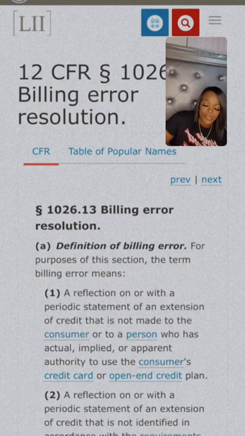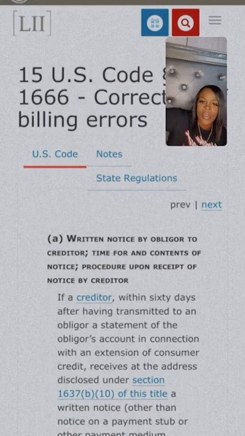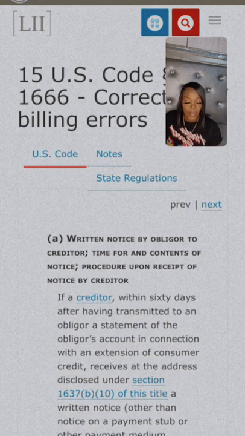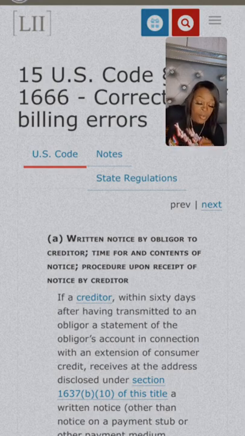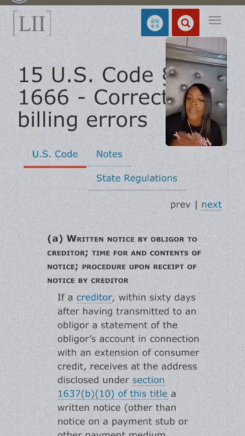So I was supposed to pull it up for you. Did I mute y'all? I think I muted y'all. I think I pulled it up. Okay, so under 15 USC 1666E, a creditor may be subject to forfeiture penalty under 15 USC 1666E for failure to comply with any requirements of this section. So what that means is they cannot collect if they close on your account.